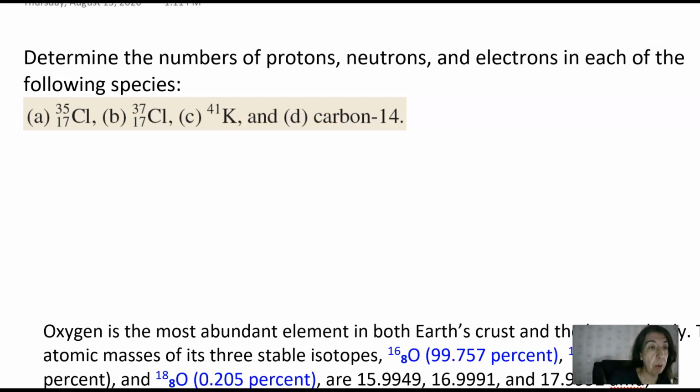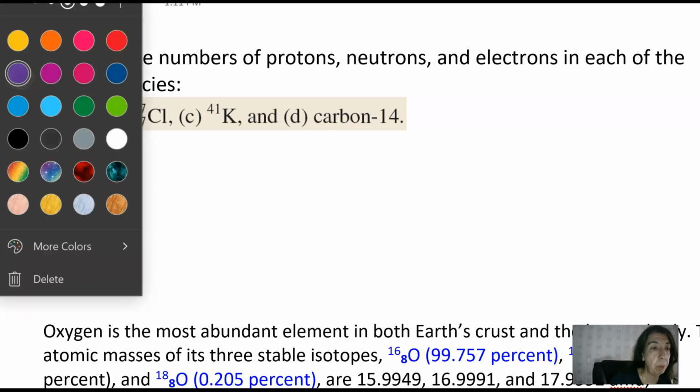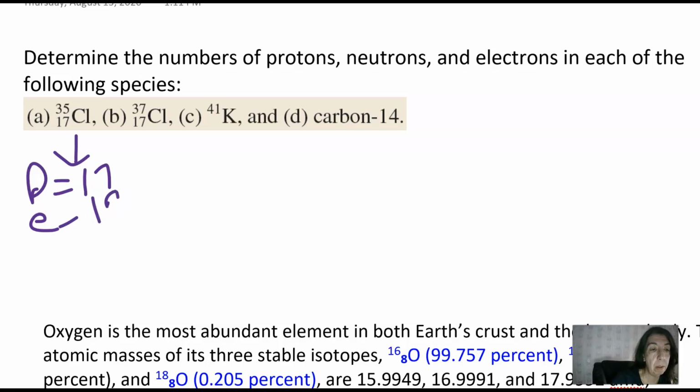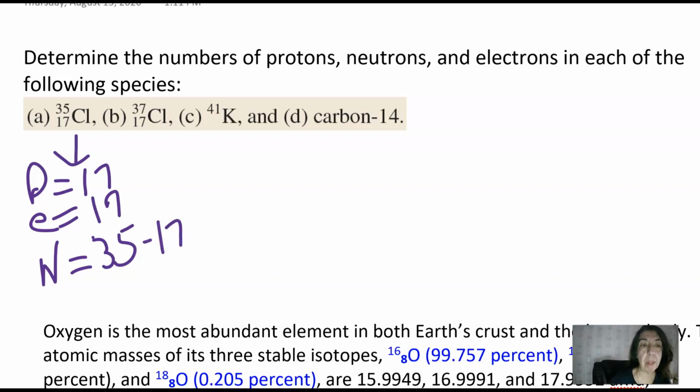So in this case, let me get a pen. I'm going to pick a color. So we'll pick purple, and we're going to do chlorine-35, with atomic number 17. So the number in the lower left-hand corner, we said meant the number of protons. So the number of protons is equal to 17. The number of electrons is equal to 17 as well. And then the number of neutrons is equal to 35 minus 17. I'll just leave that like that.